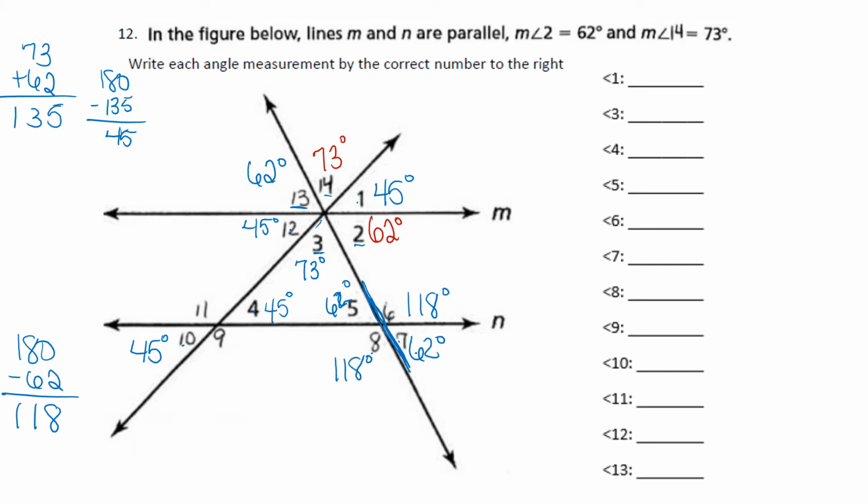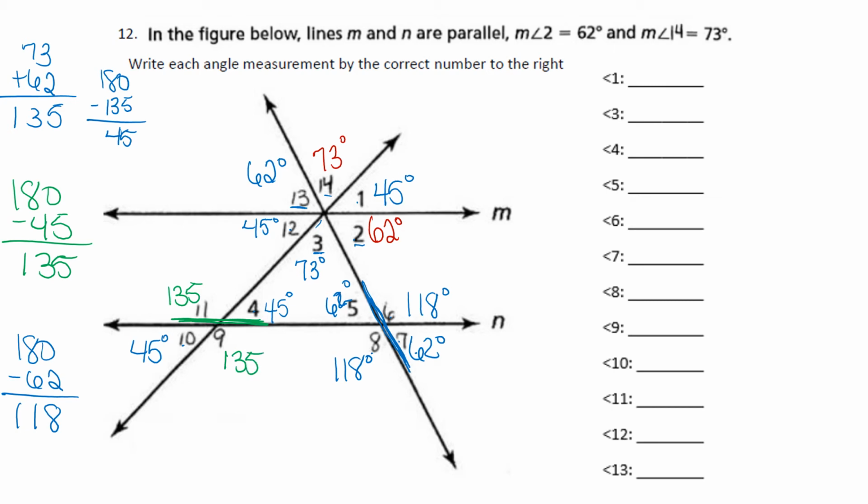So that leaves us to have to come to angles 11 and 9. 11 and 4 right here are going to be supplementary. They make that straight line. So I'm going to take the 45 and subtract it from 180 so that I can find the measurement of angle 11. That's going to give me 135. So angle 11 is 135. And since 11 and 9 are vertical, that would also make 9 be 135.